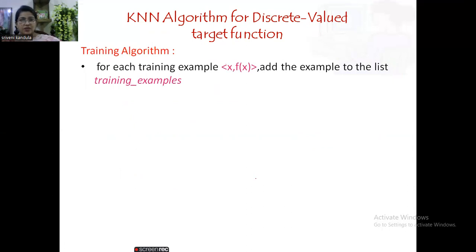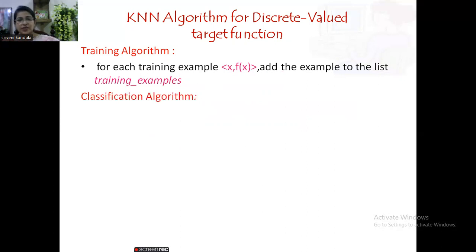In the training algorithm, for each training example (x, f(x)), here x is the instance and f(x) is the target function. Whenever you have an example like this, add the example to the list of training examples. Don't do anything, no calculation is required. Just simply add it to the training examples.